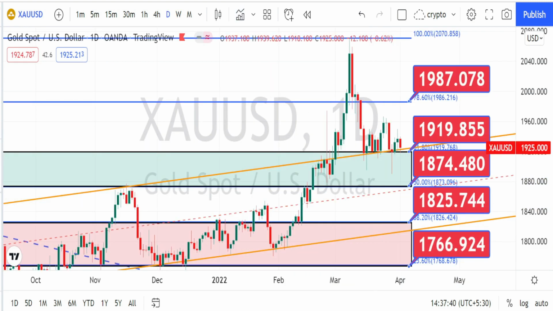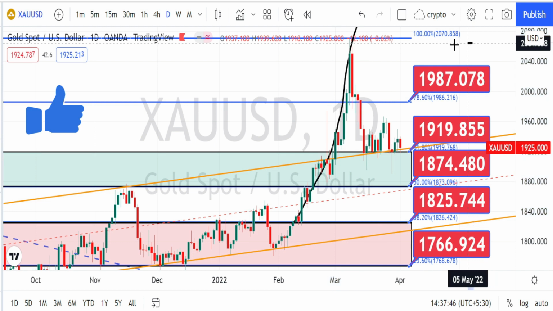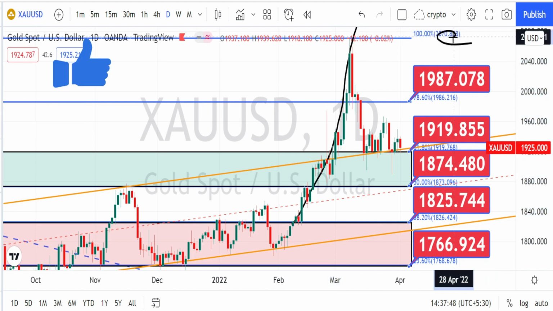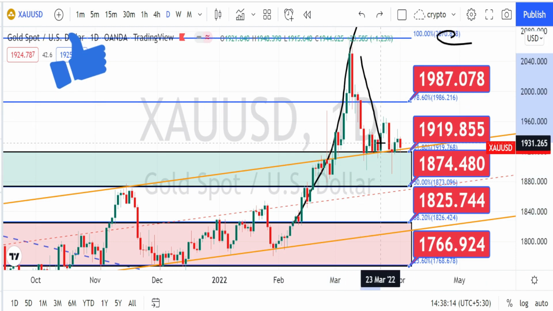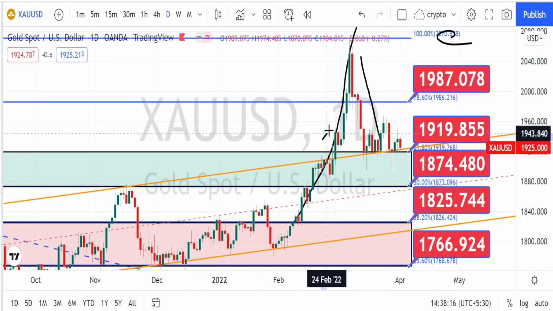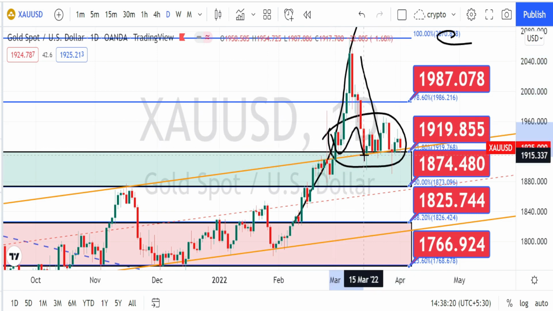I'm in the daily time frame now. When we look at the price action in the daily time frame, it was on a very strong bullish trend and took resistance at the level of 2070, and then a bearish trend reversal has happened. When we look at the price action over this area, you can see a consolidation going on over here, as notified in the weekly time frame analysis.